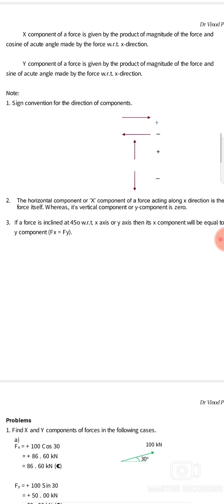These 3 points should be remembered. Sigma H, the sum of all the horizontal forces, equals 0, taking horizontally right side as positive. Sigma V is equal to 0, taking all the vertical upward as positive, and sigma M at one point will be equal to 0, where clockwise moment is taken as positive.